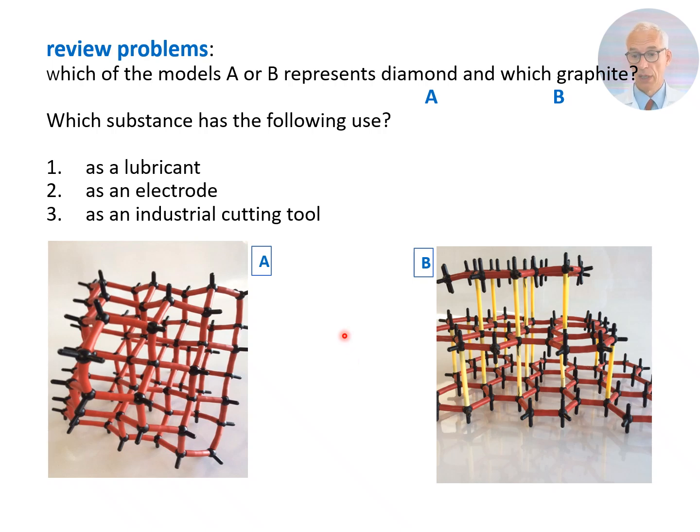Okay, so as a lubricant, it's going to be graphite. Machine parts are coated with graphite because graphite forms a slippery surface. Graphite is also an electrical conductor, an inert electrical conductor, a very useful property. So used as an electrode, graphite. Diamond is exceptionally hard, so it's used as an industrial cutting tool.